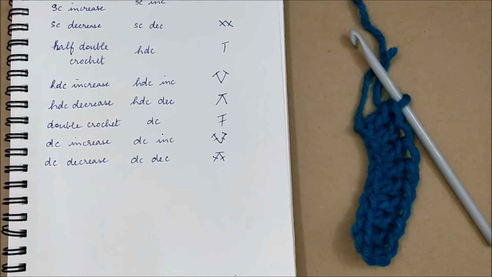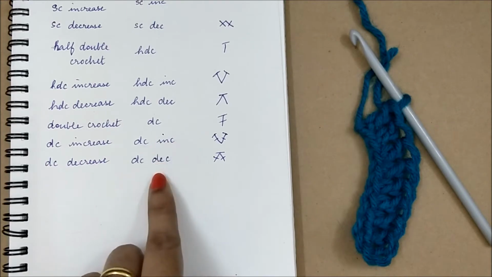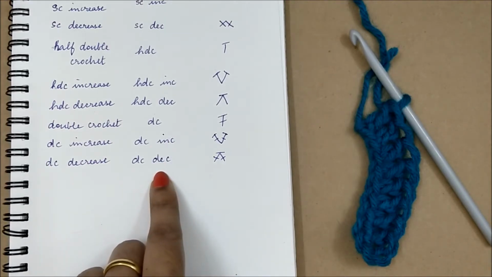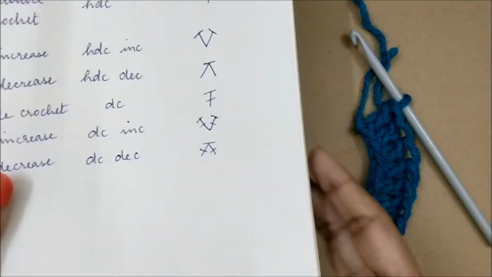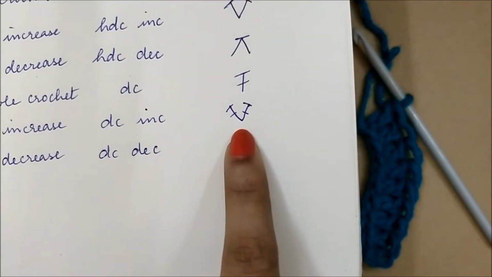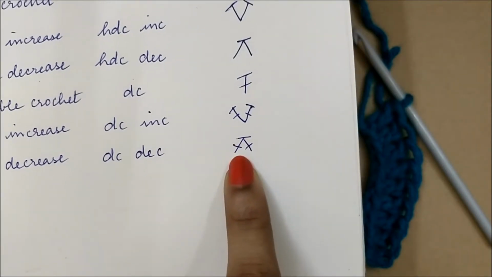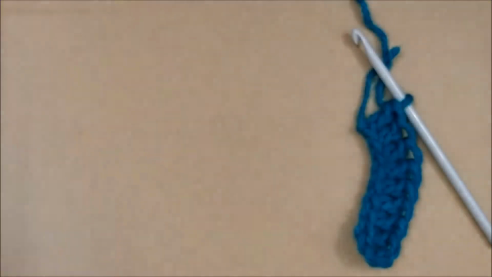In today's lesson, we will learn how to make the DC increase and decrease. The commonly used abbreviation for increase is INC and decrease is DEC. And these are the symbols. There are two DCs which are joined at the bottom for an increase and at the top for decrease. Let's get started with the increase first.